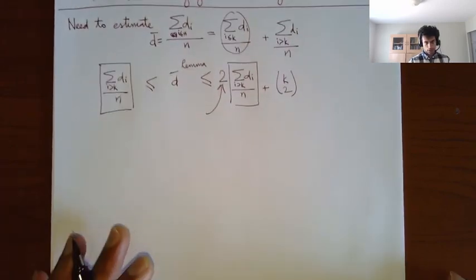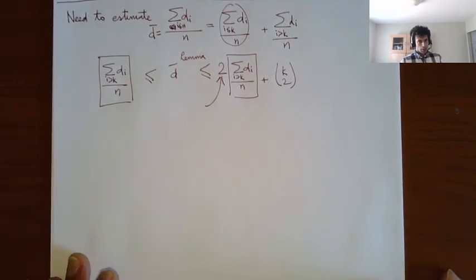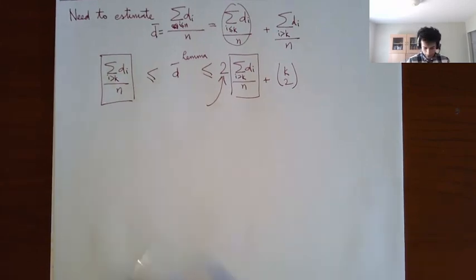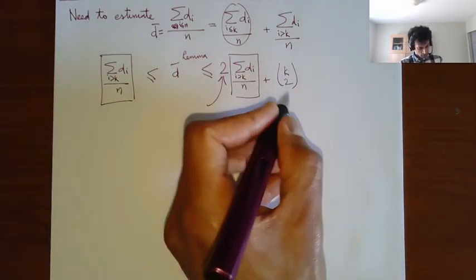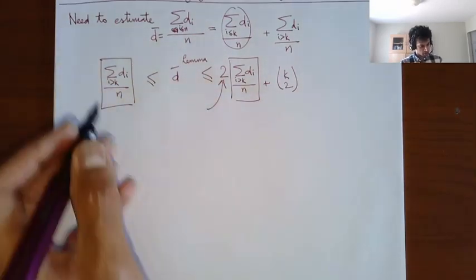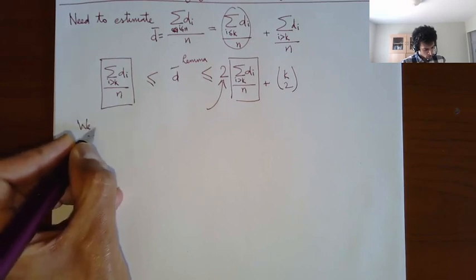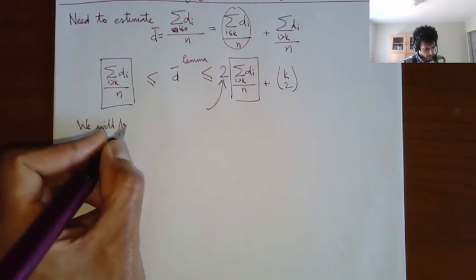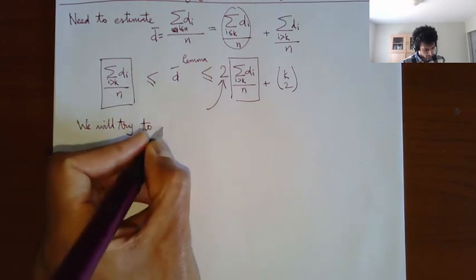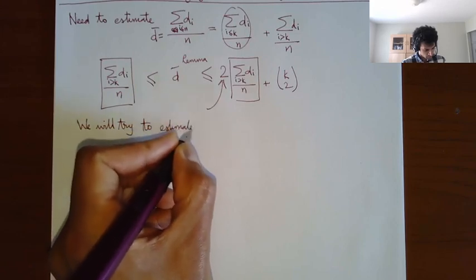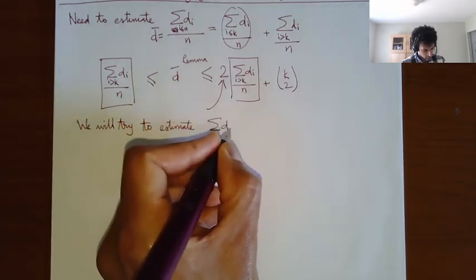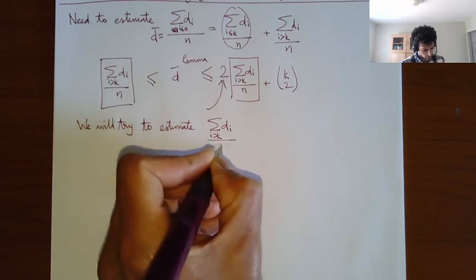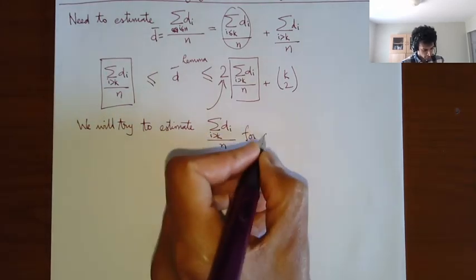Now, of course, we still haven't come to how we're going to do the analysis, but let's go back to this and say that we will try to estimate the summation of di, i greater than k, for carefully chosen k.